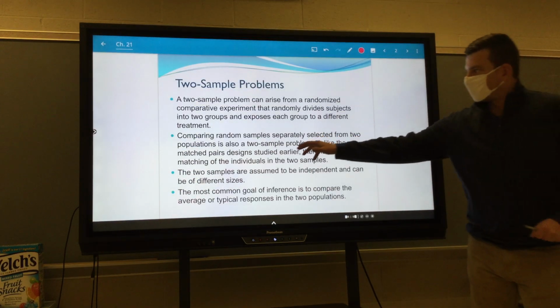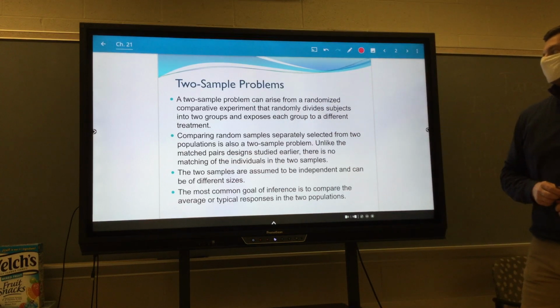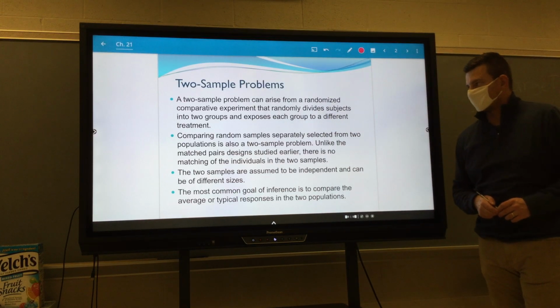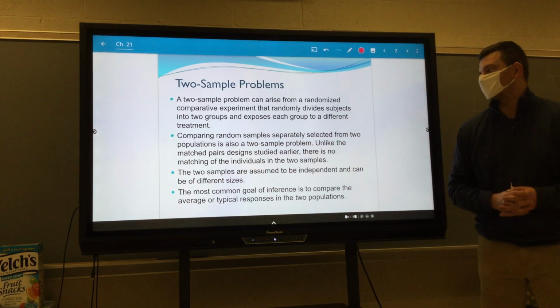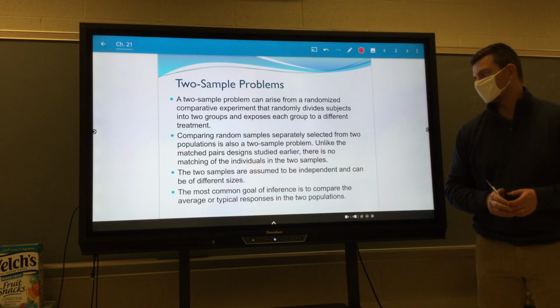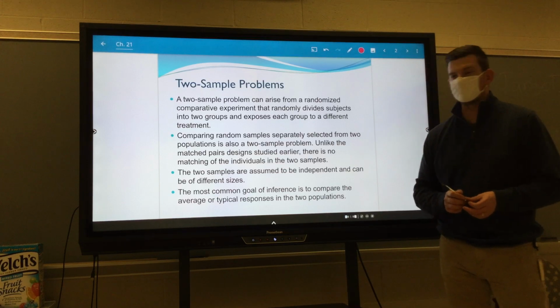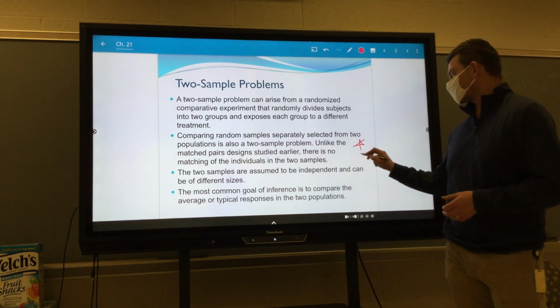Now, again, a little bit more background here. A two-sample problem can arise from a randomized experiment, a comparative experiment, that splits the subjects into two groups and exposes each group to a different treatment. Comparing random samples separately selected from two populations is also a two-sample problem. And this is usually what we will do.